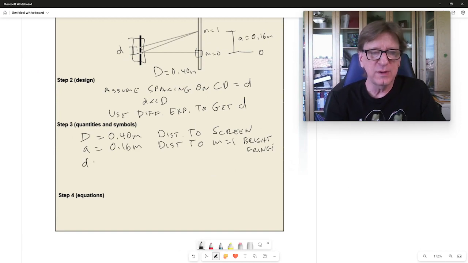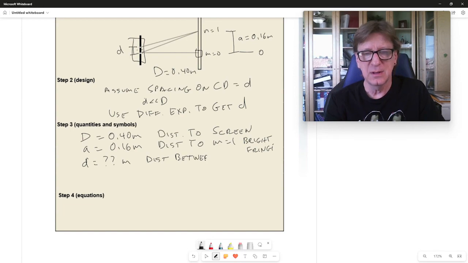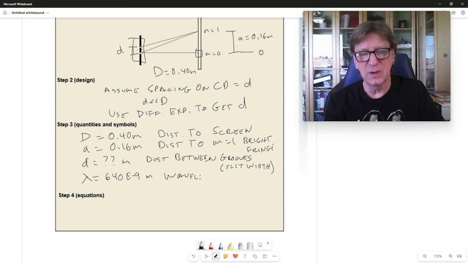Okay, and we want to find d in meters, and that's going to be the distance between the grooves, which is also the slit width. And then the last thing we know is that our wavelength is going to be 640 nanometers, so I'm going to write that in meters since everything else is in meters. So this is going to be the wavelength of our laser.